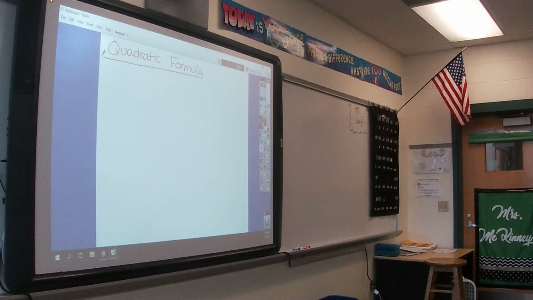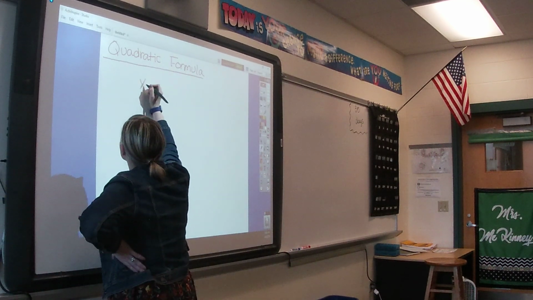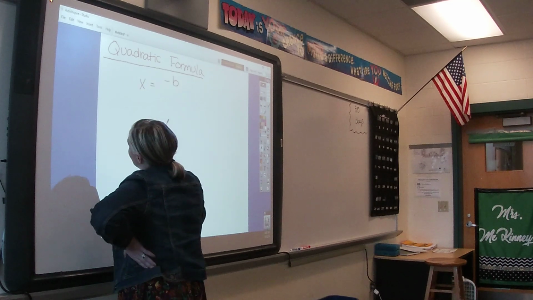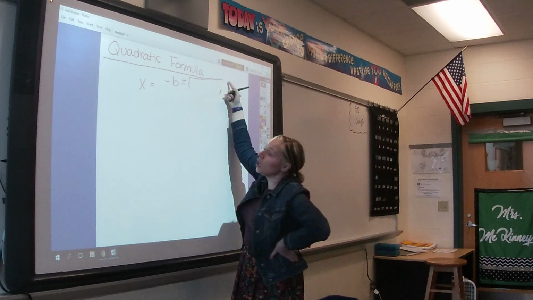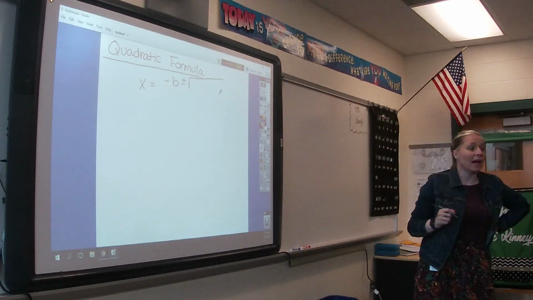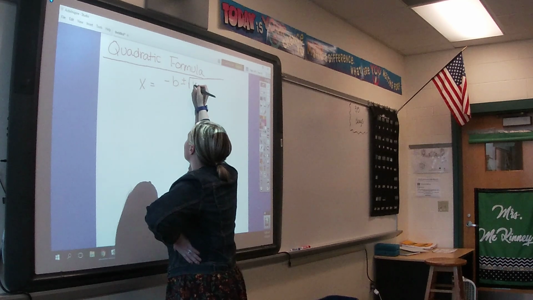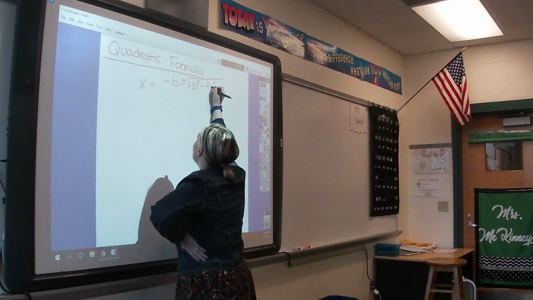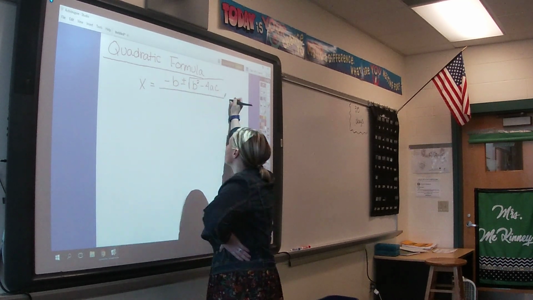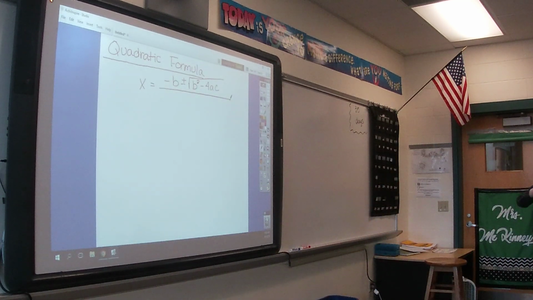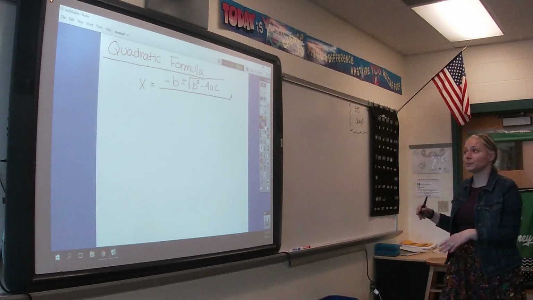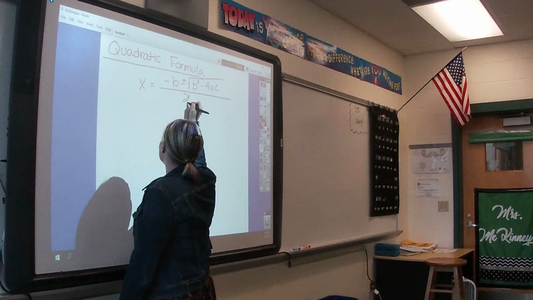So today we're going to look at that quadratic formula and talk about how we can use it. The quadratic formula says x equals negative b plus or minus the square root, because all the rest of this stuff is inside the square root, of b squared minus 4ac, over a big long fraction bar. That's a big problem for a lot of my students. Make sure that fraction bar is including everything, all over 2a.